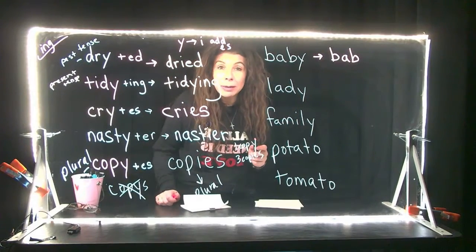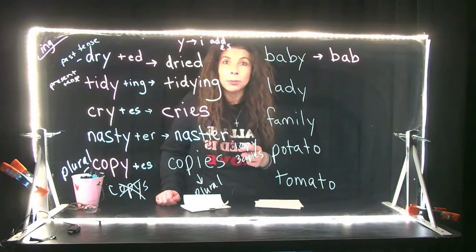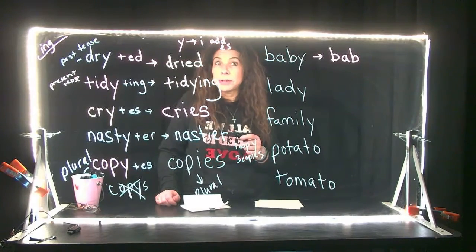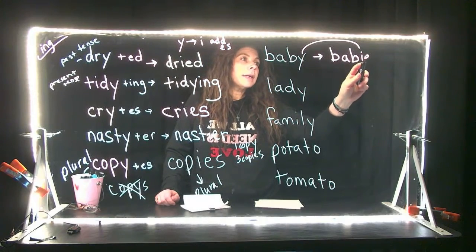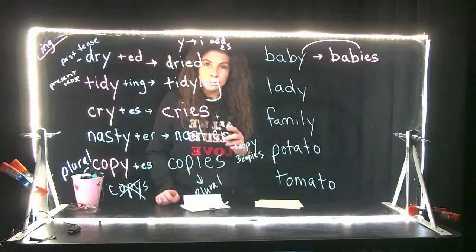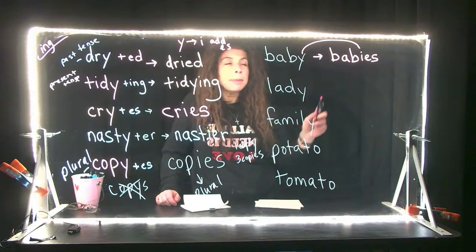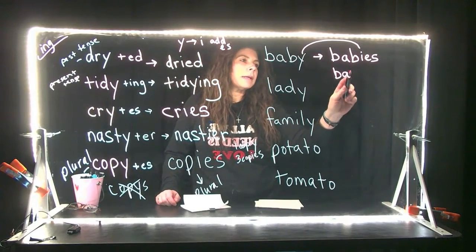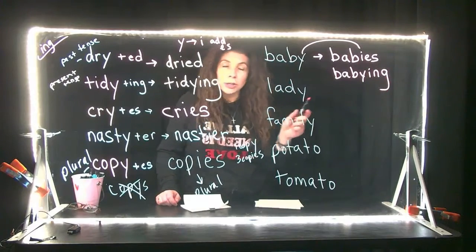Or there are so many babies running around the house? The attack of the babies, revenge of the babies. That would be a funny story. You change that Y to an I and add ES. The only time you wouldn't do that if you want to say, my mom is babying my brother. She's babying him. She's treating him like a baby. If you add the ing, you keep the Y.